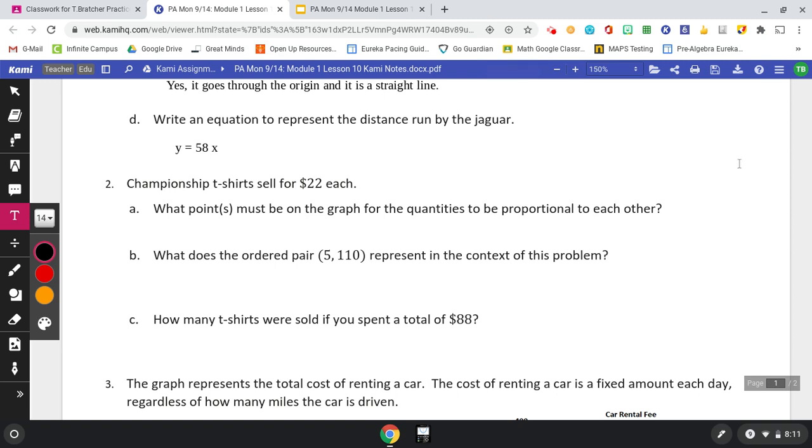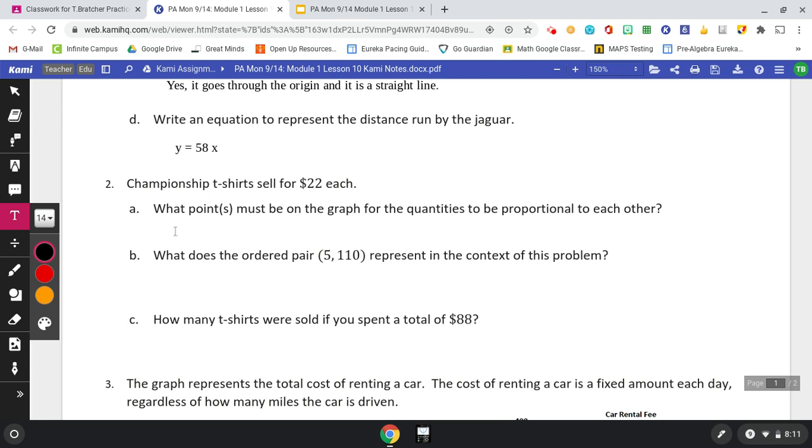Again, if you're watching the video, I would like for you to pause it and try it first, and then we'll go over the answer. So it says Champion t-shirts sell for $22 each. What point or points must be on the graph for the quantities to be proportional to each other?